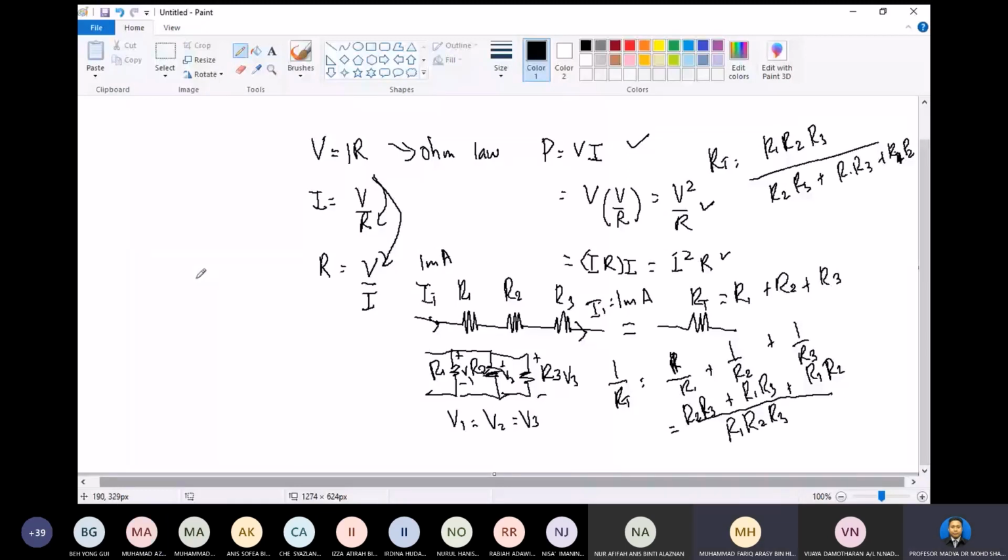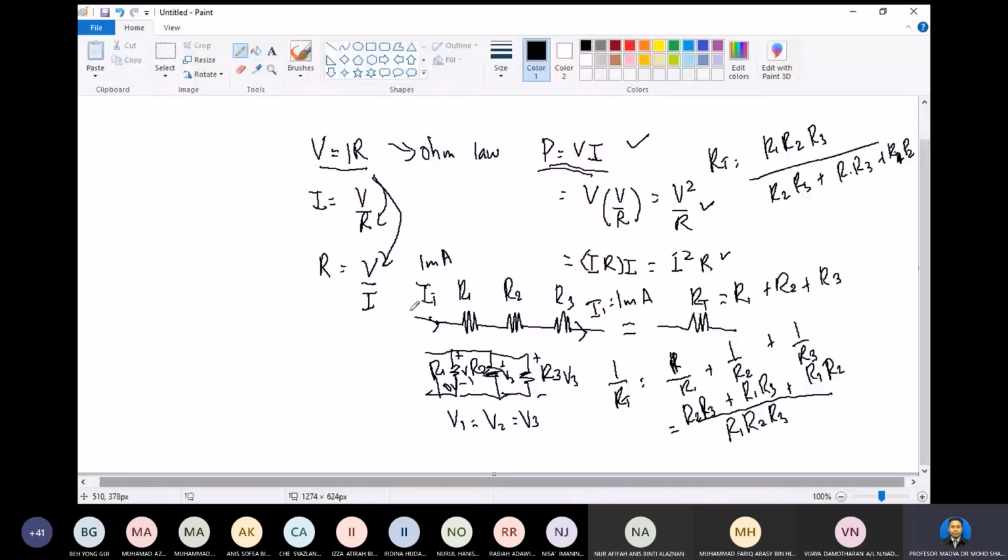Alright, so this is some revision on the basic electrical that you have to remember. The important one is Ohm's law. From Ohm's law you can get this equation and also the power. Make sure you remember this: current in series will be the same, voltage in parallel will be the same. For example, if voltage here is 10 volt, automatically we know voltages V2 and V3 will also be 10 volt. Voltage in parallel is the same.